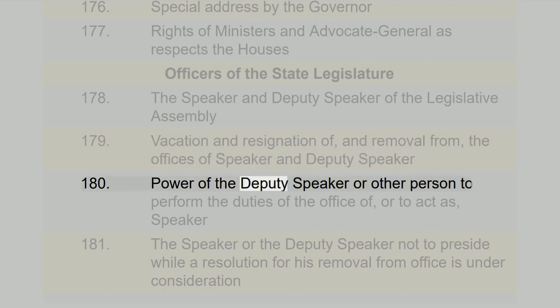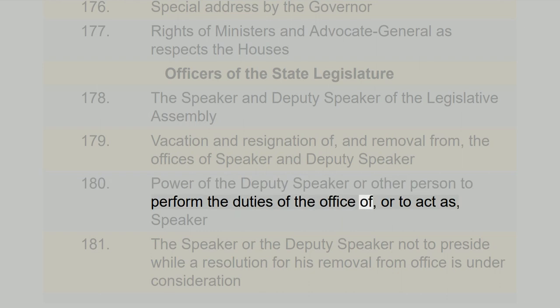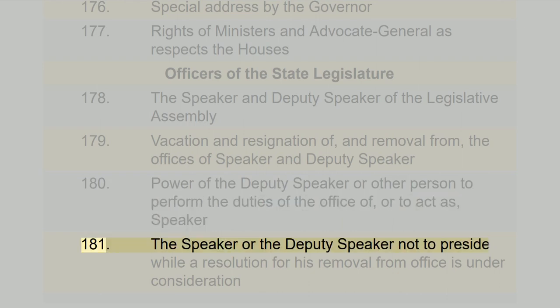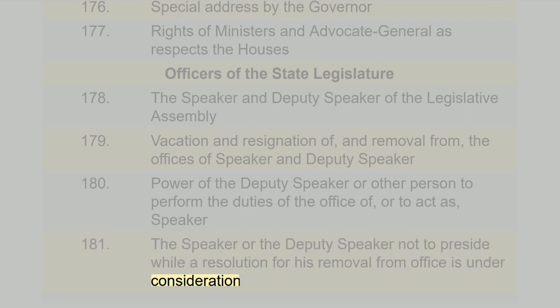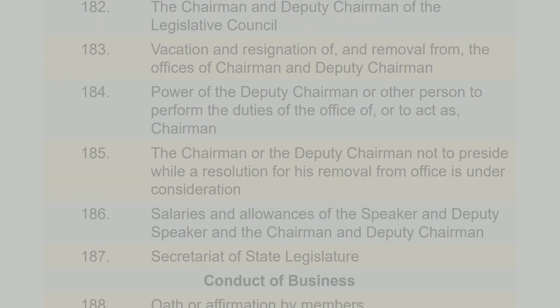180. Power of the Deputy Speaker or other person to perform the duties of the office of, or to act as, Speaker. 181. The Speaker or the Deputy Speaker not to preside while a resolution for his removal from office is under consideration. 182. The Chairman and Deputy Chairman of the Legislative Council. 183. Vacation and resignation of, and removal from, the offices of Chairman and Deputy Chairman. 184. Power of the Deputy Chairman or other person to perform the duties of the office of, or to act as, Chairman. 185. The Chairman or the Deputy Chairman not to preside while a resolution for his removal from office is under consideration. 186. Salaries and allowances of the Speaker and Deputy Speaker and the Chairman and Deputy Chairman.